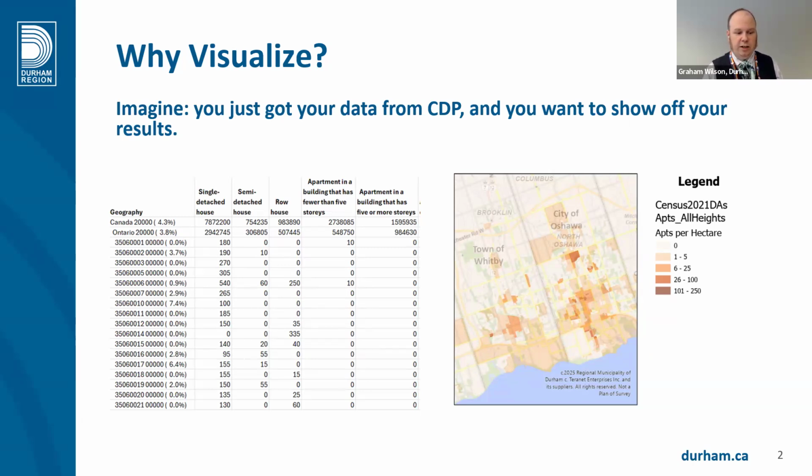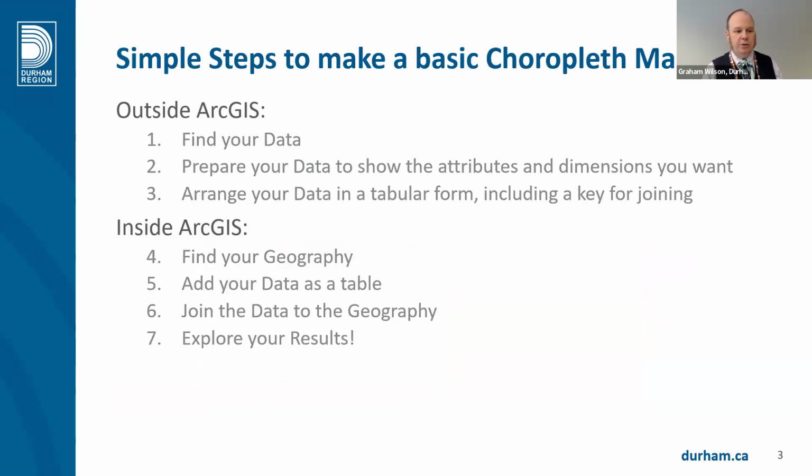And you might even notice outliers like the White Oaks apartments in West Whitby, which stands out as a small block of towers in a sea of low-density housing. So I'm going to show you simple steps to make a basic choropleth map, which is a map of different shaded polygons over a geographic area.